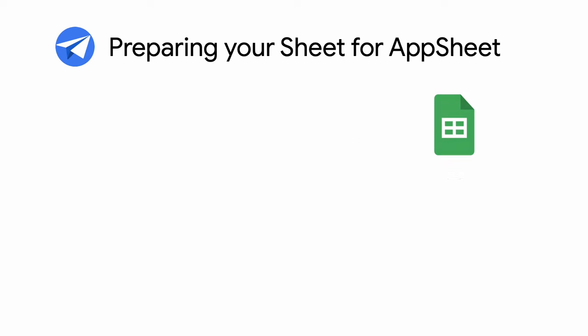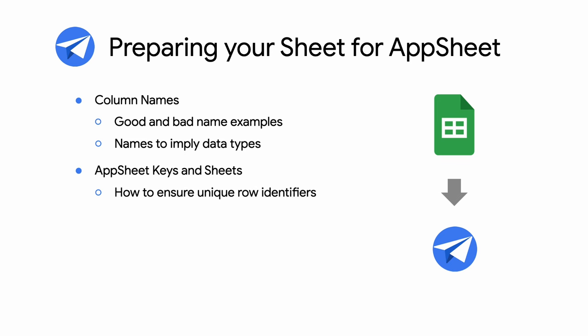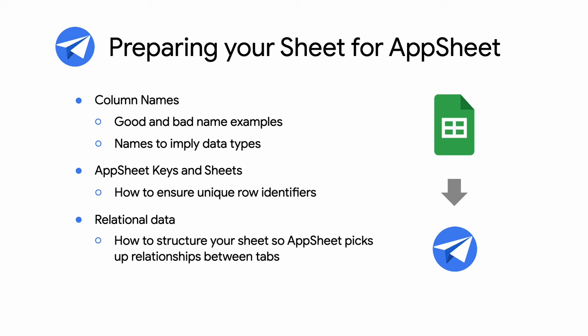In this episode, we'll cover the following: how to name your sheet columns so they work best with AppSheet, how to use AppSheet keys to enable AppSheet to automatically ensure unique rows, and how you can structure your data in a relational format with multiple tabs so that AppSheet can automatically generate a relational app. I'll also touch on some basic Sheets tips and tricks on how to easily clean and format your Sheets data for best results when bringing into AppSheet.